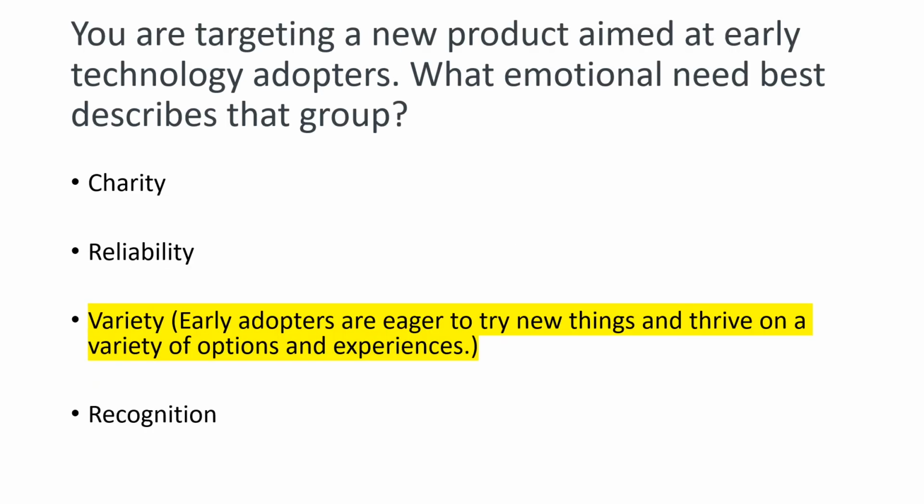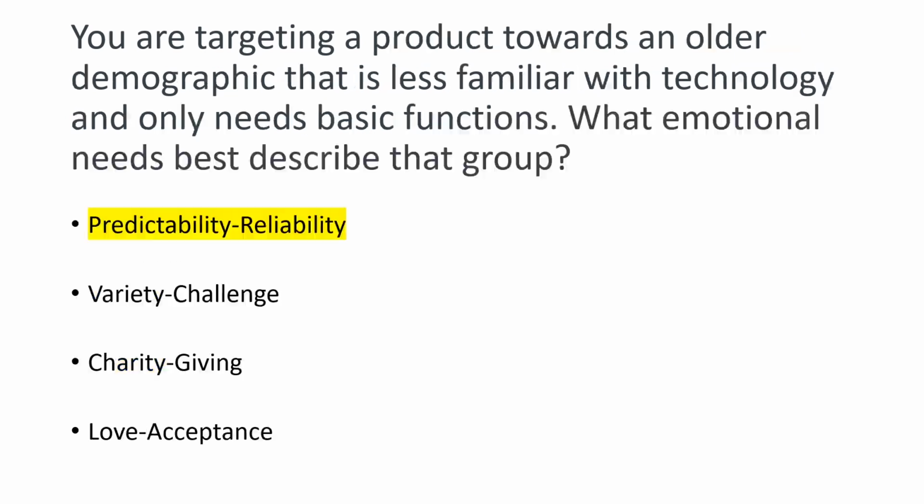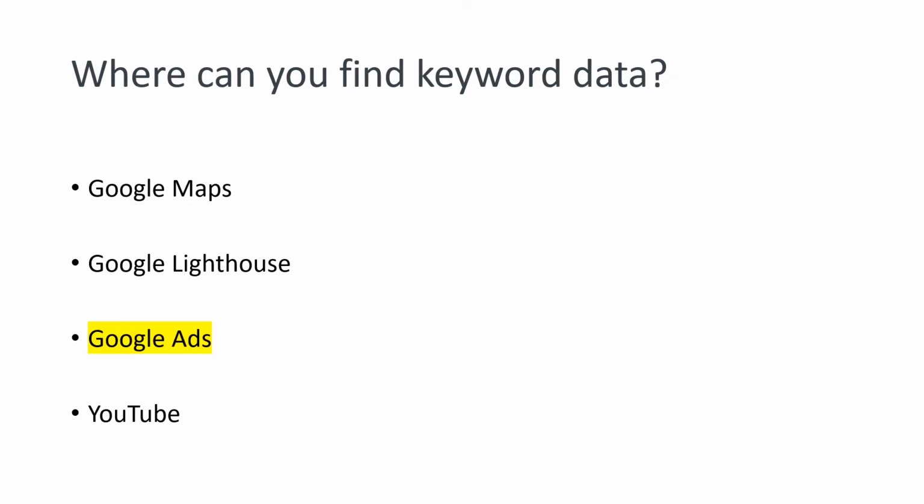302. You are targeting a new product aimed at early technology adopters. What emotional need best describes that group? Variety. Early adopters are eager to try new things and thrive on a variety of options and experiences. 303. You are targeting a product towards an older demographic that is less familiar with technology and only needs basic functions. What emotional needs best describe that group? Predictability, reliability.